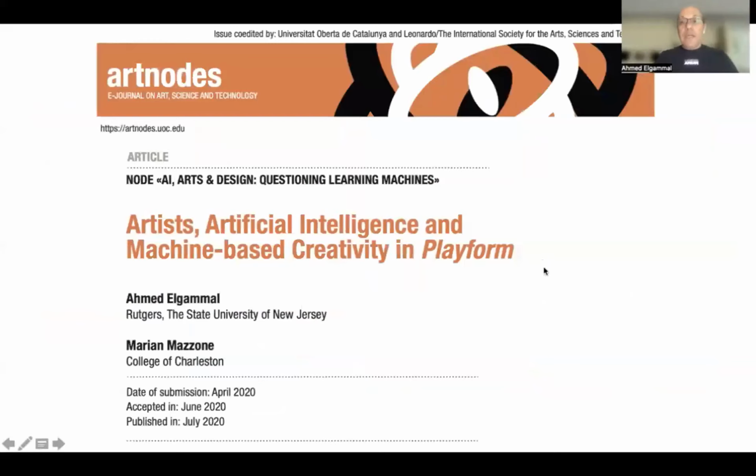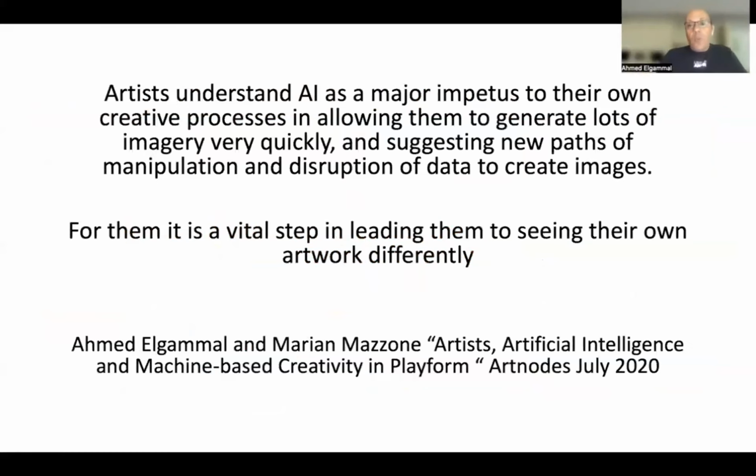However, in our early study, when we surveyed artists back in 2019 about the use of AI in art, I think that's very important here. We asked artists what they think about the use of AI in their work, and artists understand AI as a major impetus to their own creative process, allowing them to generate lots of images very quickly and suggest new paths of manipulation and disruption of data to create images. For them, it's a vital step in leading them to seeing their own work differently. Here, they are talking about mainly using GANs and feeding GANs their own images.